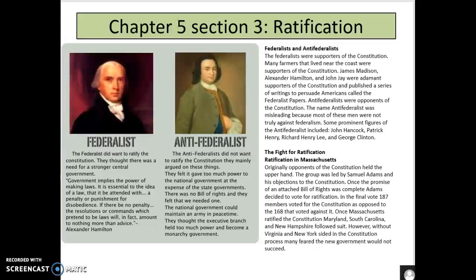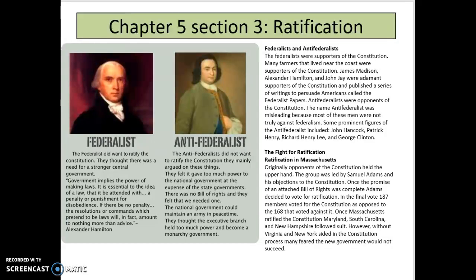James Madison, Alexander Hamilton, and John Jay were adamant supporters of the Constitution and published a series of writings that persuaded Americans called the Federalist Papers. Anti-Federalists were opponents of the Constitution. The name Anti-Federalist was misleading because most of the men were not truly against federalism. Some prominent figures of the Anti-Federalists included John Hancock, Patrick Henry, Richard Henry Lee, and George Clinton.